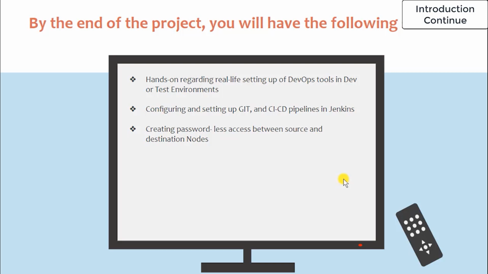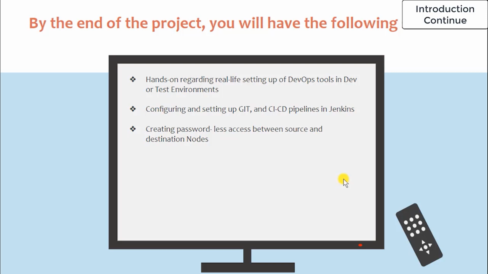After that, you'll learn how to create passwordless access between the source and destination node, because we'll be deploying the code to our environment, and the environment will be on a different node from our code, so there should not be any access issues. Once code is propagated to the destination, it should not prompt for a password, because if it is prompting for a password, then it's a manual intervention. We don't want any manual effort while deploying, because this is not automation.